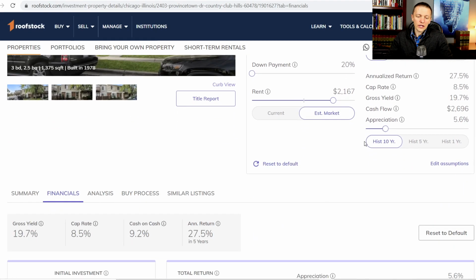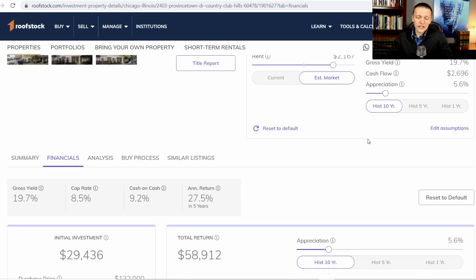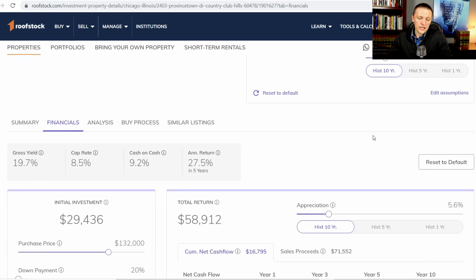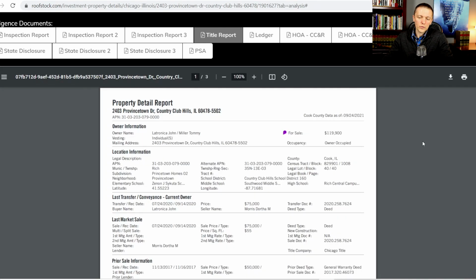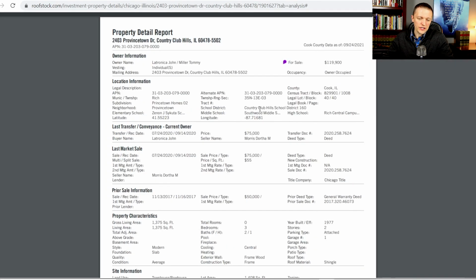Now let's go back and look at the title report, and let's also look at the inspection report because there is an inspection that comes with this property. So let's first look at the title report, see if there's any information we can learn from it besides the tax information. So a couple of things that we can learn right from the get-go is that this current owner purchased this property for $75,000 in July of 2020.